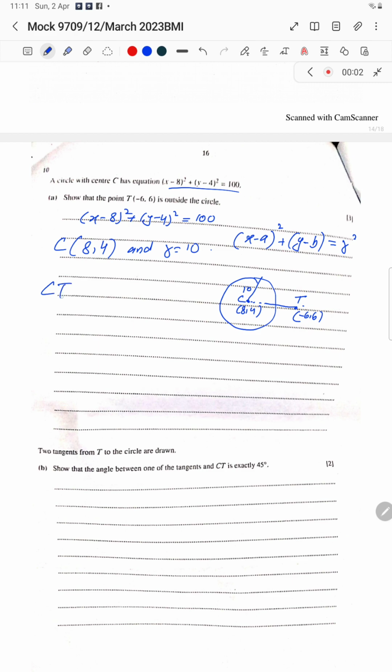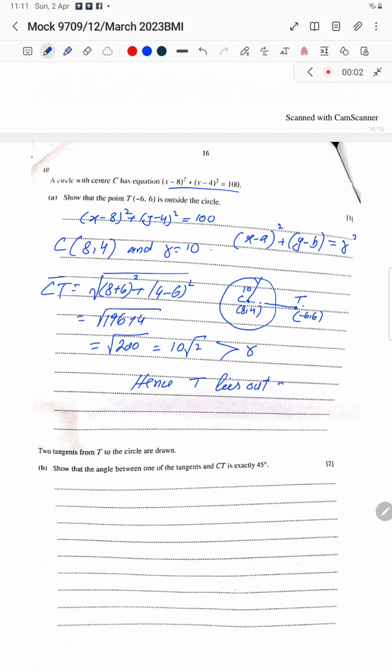So let's find CT, the distance. That is the square root of (8 + 6)² + (4 - 6)², which is the square root of 196 + 4, that gives me root 200, which is 10 root 2. Which is bigger than R. Hence, T lies outside the circle. Proved.